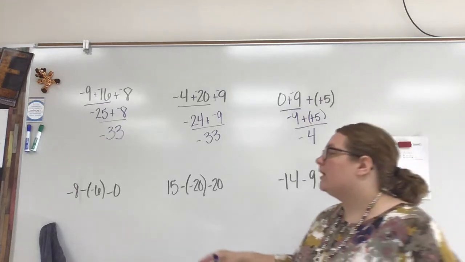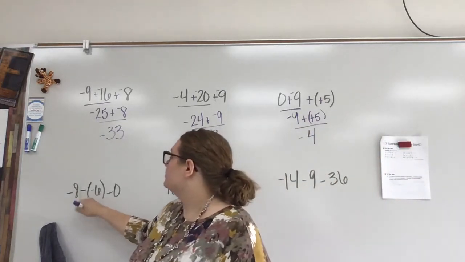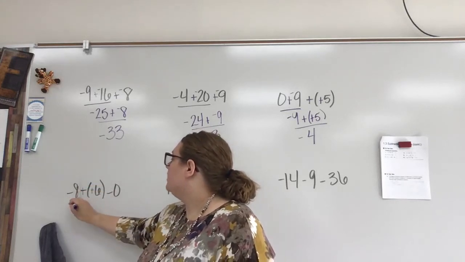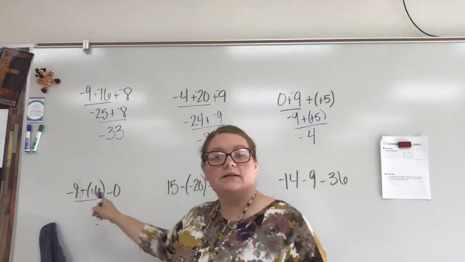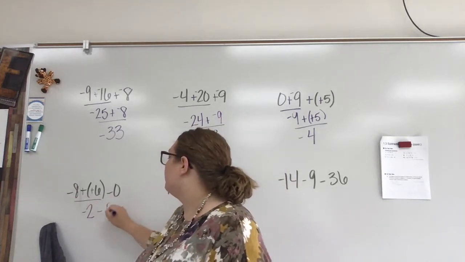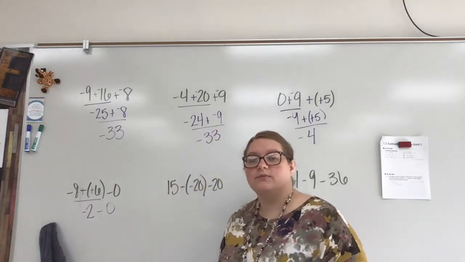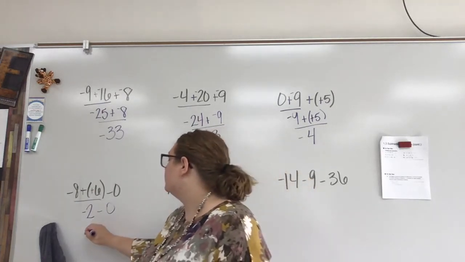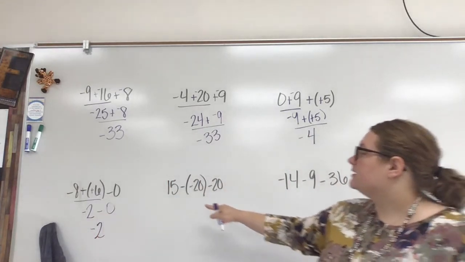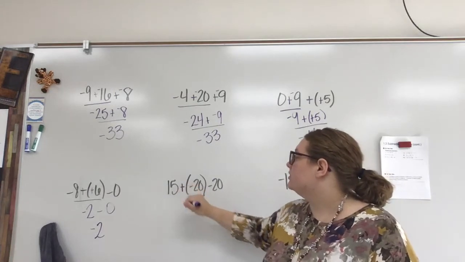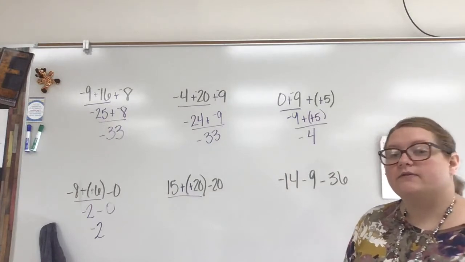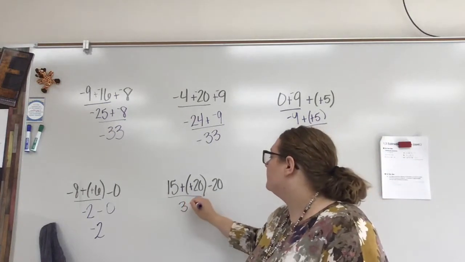As we go back across here, change subtraction to addition and the sign of the following number. These have opposite signs, so we subtract. 8 take away 6 is 2. We have negative 2 minus 0. Of course, when we add or subtract 0, our number doesn't change. So we're going to have negative 2. Here we go on the second to last one. We're going to change the subtraction to addition. Change the sign of the following number. Both positive numbers. 15 plus 20 is 35.